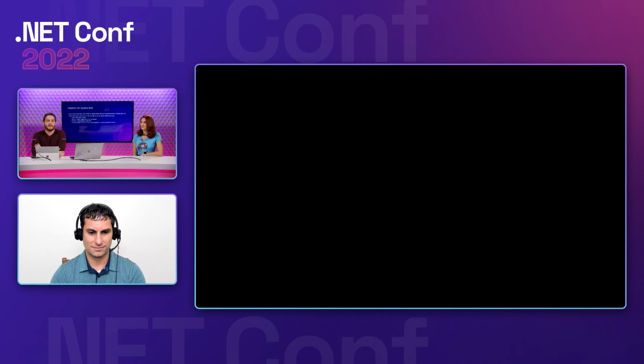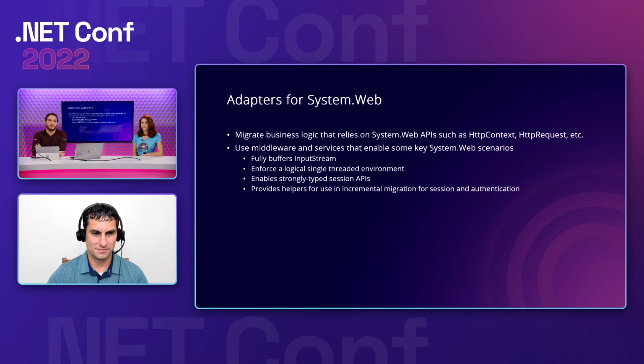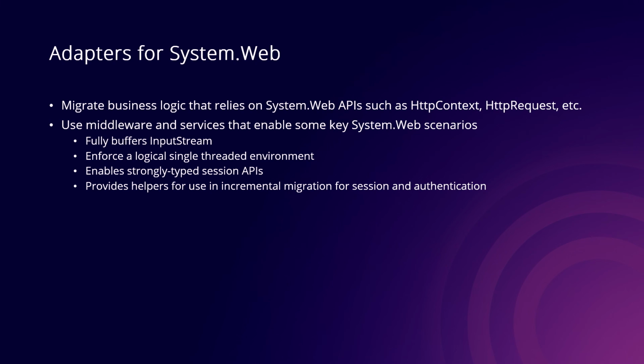This package also contains a number of middleware and services that help enable this behavior. There's a number of behaviors that if you migrate to ASP.NET Core, you may be expecting, but it's not there. Things like the input stream is not fully buffered, that it's not a single threaded environment. Session is not strongly typed. These adapters provide APIs to help enable some of those scenarios to help you migrate away from that behavior.